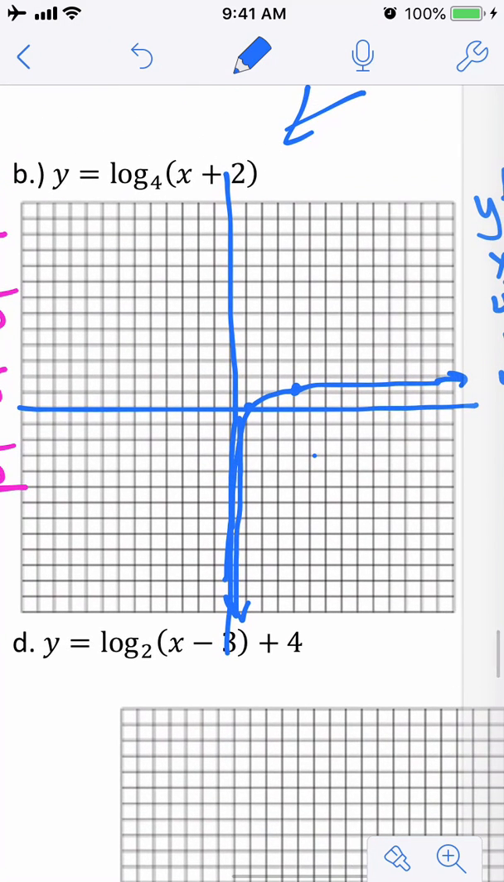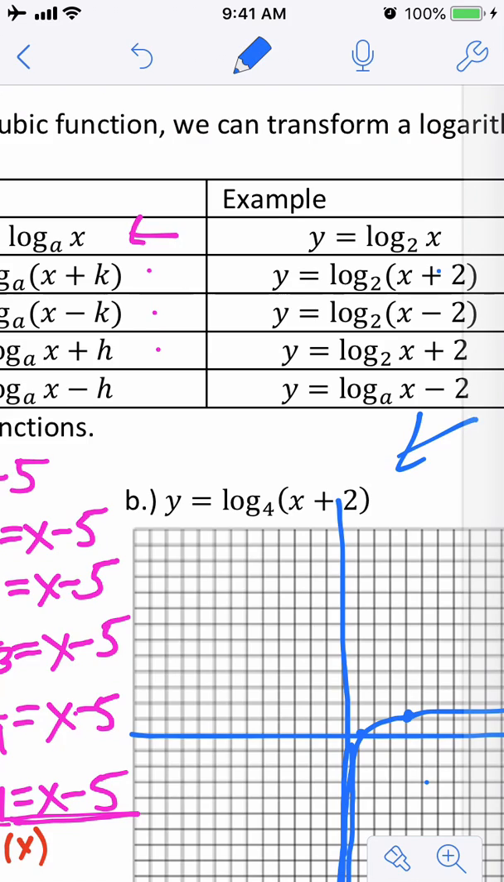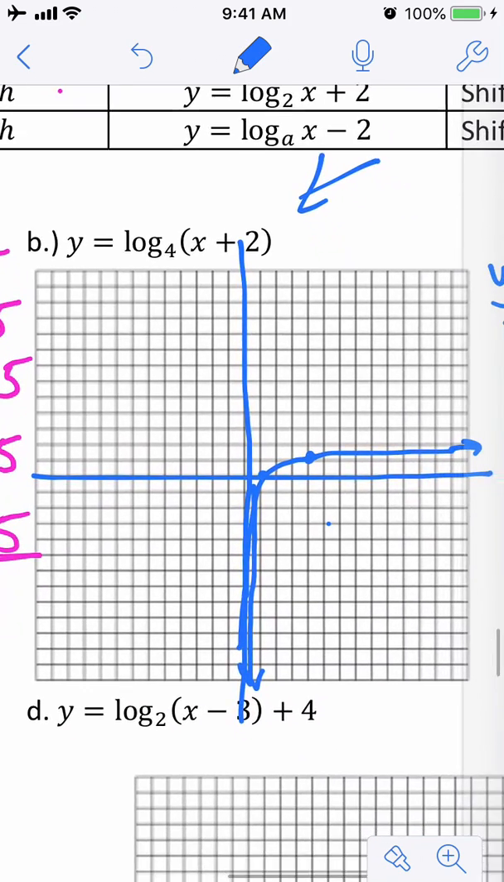Now, according to this, how is ours different? What transformation has been applied here? Plus 2 means it's going to be pushed backwards 2, so it's going to go left 2. That's what that says. So when you add a number inside the parentheses, you're going to go backwards.